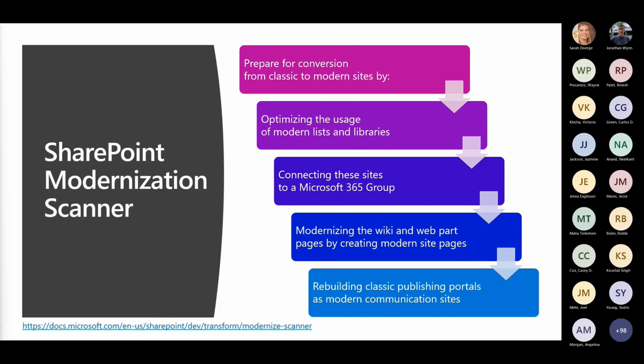But this is a free tool. You can download it right now. You can run it on your tenant and you can see exactly a report. And these are just some of them. There's a lot of them. You can look for a report for classic to modern sites. What sites are like the low-hanging fruit? What can we convert to M365 groups? Optimizing usage in modern lists and libraries, so you can see what are classic and modern.